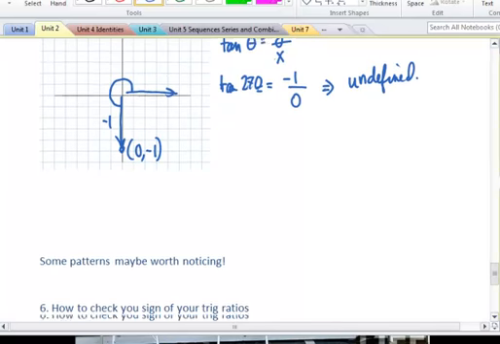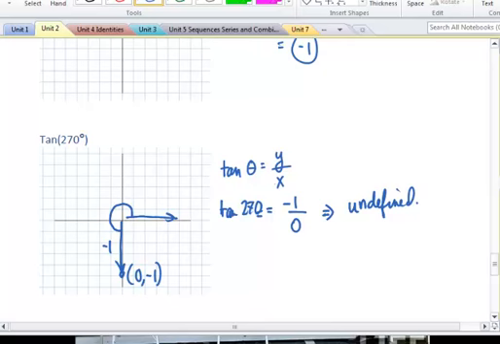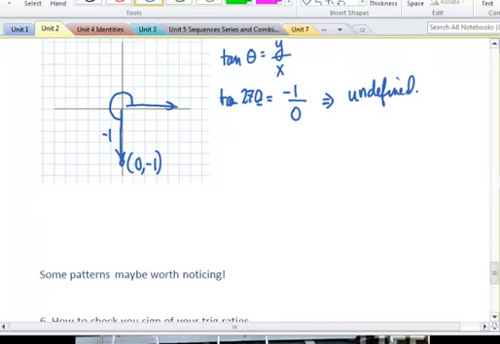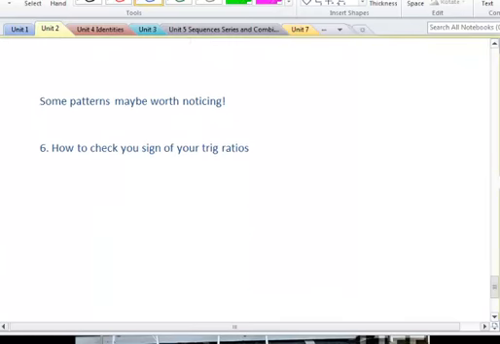Let's see if we have one more example. Well, we don't have any more examples of this, but I'm going to show a little pattern trick to see if this helps you along with this in a couple minutes. So let's just take one more thing with some patterns worth noticing.